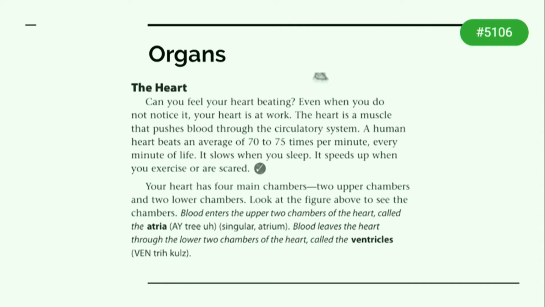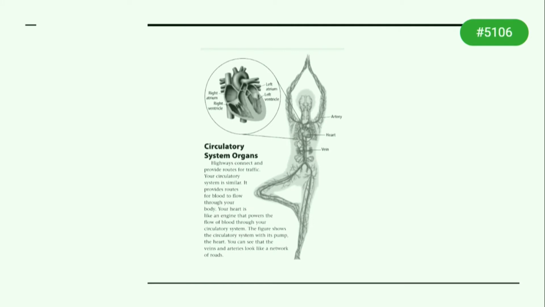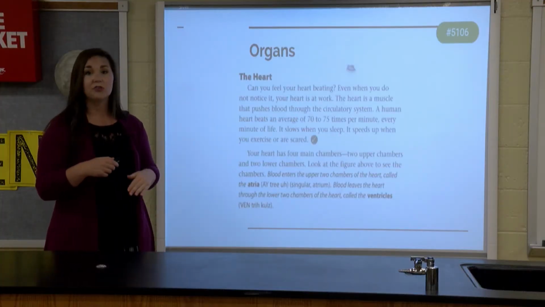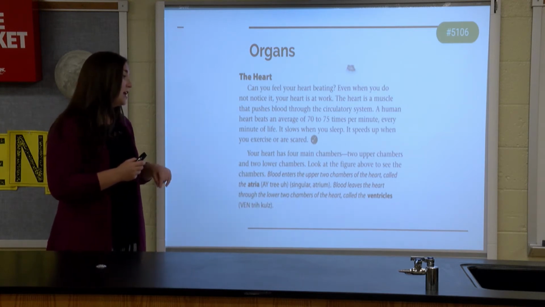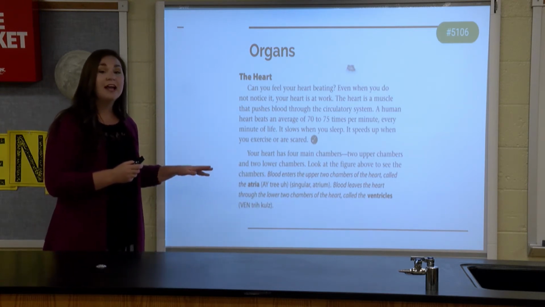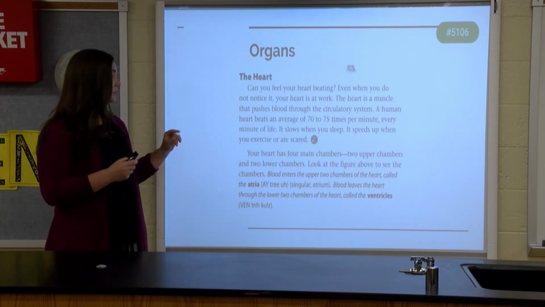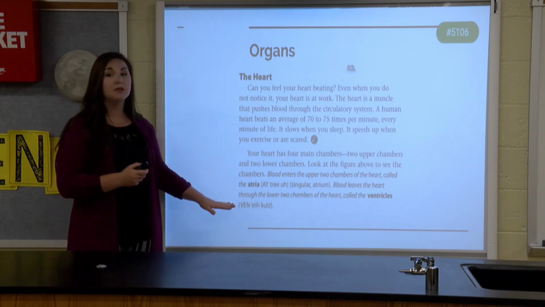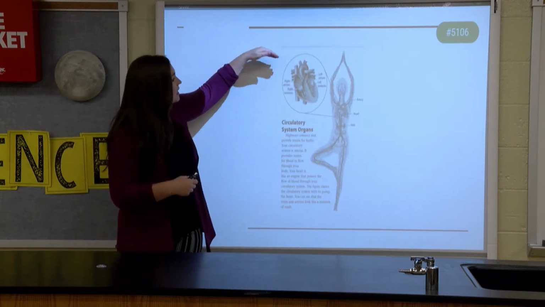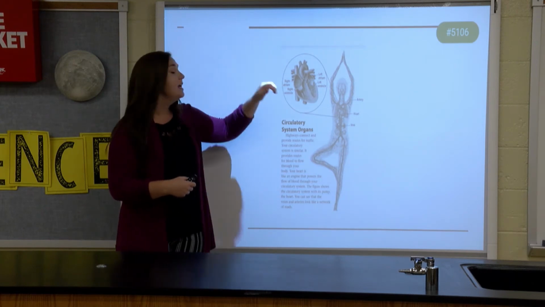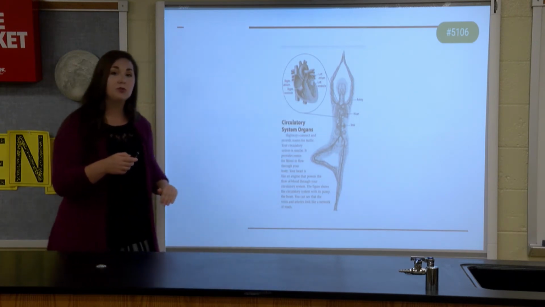Your heart has 4 chambers, just like I talked about a second ago in your picture. You have 2 at the top, which are your right atrium and left atrium, and 2 at the bottom, which are your right ventricle and left ventricle. Blood is going to enter the upper 2 chambers of the heart, called the atrium, or atria for plural. And blood leaves the heart through the lower 2 chambers, the ventricles. Here's the picture again. It comes in the left and right atrium, and blood leaves the left and right ventricle.